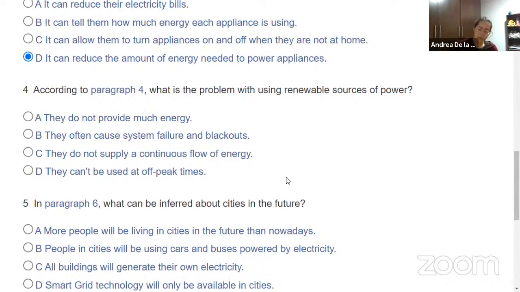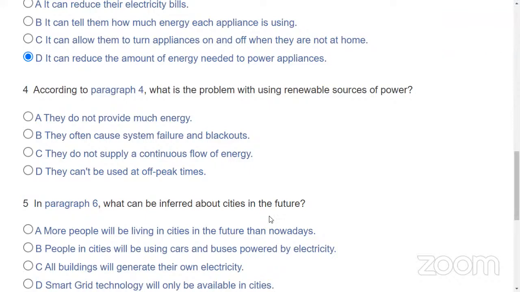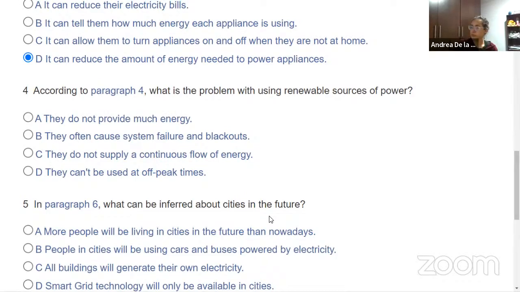Okay, guys, this is another detailed question, so it shouldn't take you too long. The answer is usually a detail. You know, it's in one specific part of the text. So what do you guys think? What option would you choose? The letter D, they often cause system failure and blackouts. Okay. Do you all agree? Yes, miss.